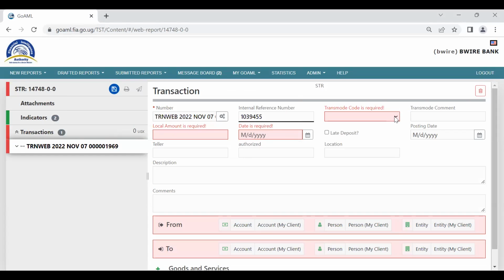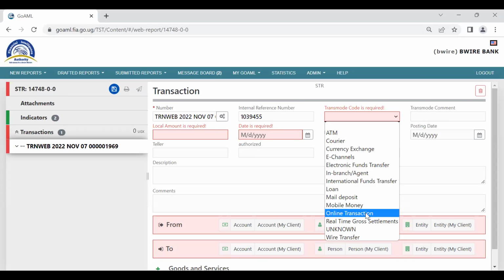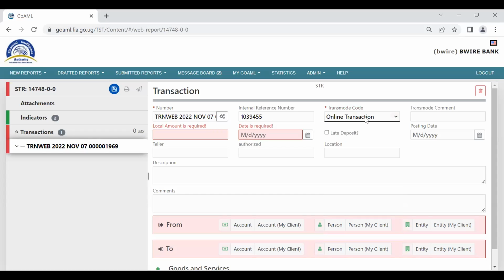And then we have the transmode code. Since it's a money transfer, I'll call it an online transaction. So any questions on this line? We went through this, but in case anyone has a question before I go to the next line. Okay, no question then.